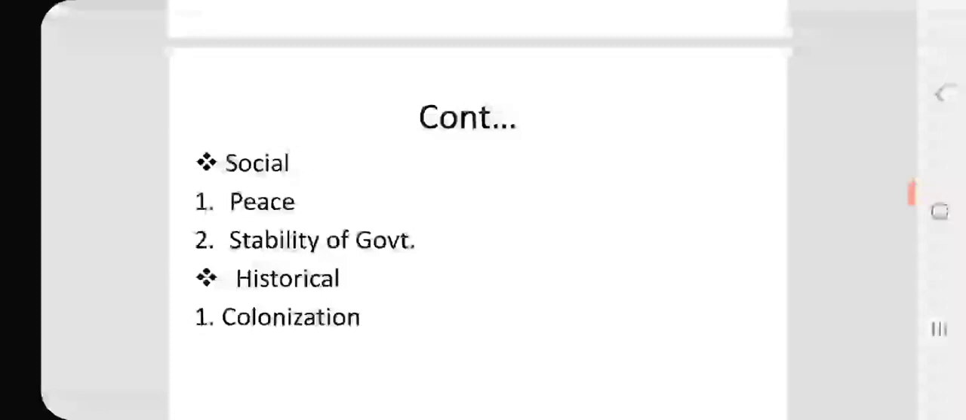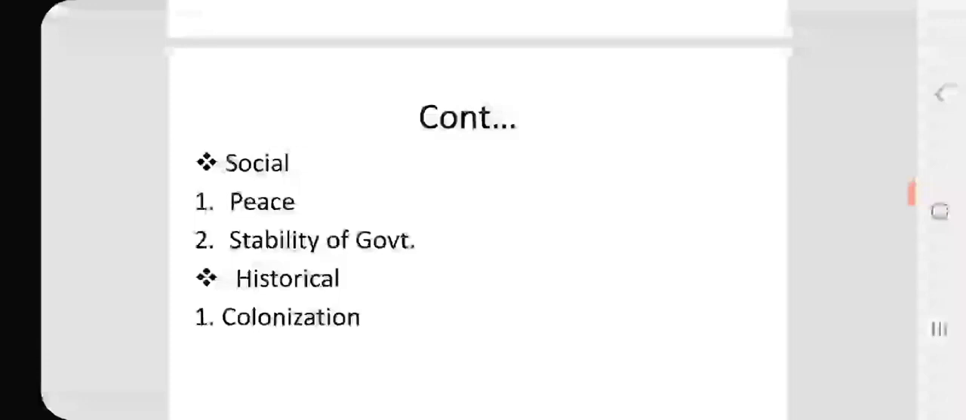Number 2 is stability of government. The development of an area is wholly dependent on the stability of government. If the government frequently changes, the strategies of different governments also change with them. So the development work is stopped. So to develop a country, a stable government is necessary. So where the government is stable, more and more people live in that area.